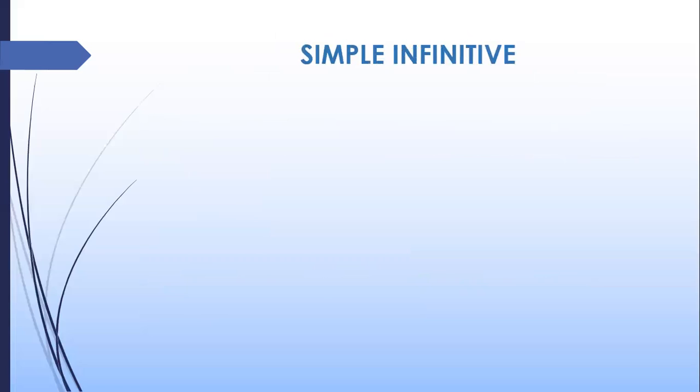Then we have simple infinitive. Simple infinitive, what does it mean? We are talking about full infinitive, meaning to plus verb first form. I want to help you out. I have to go. These are the examples of simple infinitive.